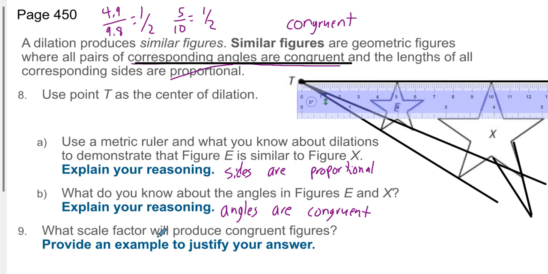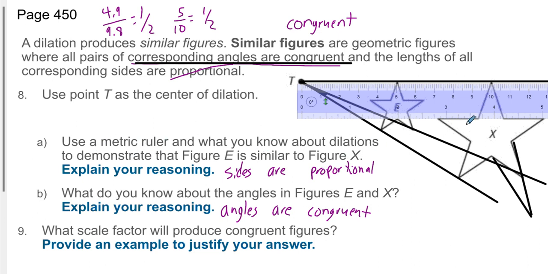Well, what scale factor will produce the same thing? So if I'm going from here to here, it's getting bigger. So if I'm going from X to E, wait, hold on. Back up. Use the E. Okay.